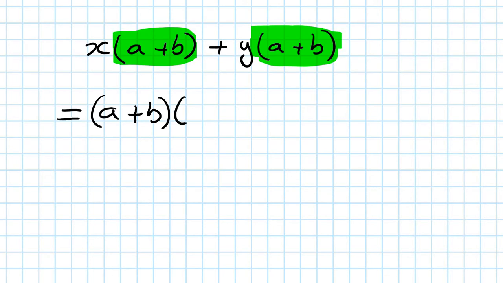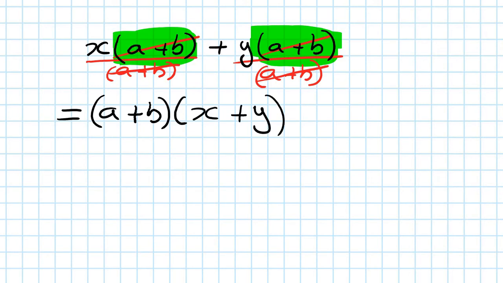Now if I take it out, this is just like dividing by (a + b), if you think about it. Okay, so get rid of that because you're dividing, so you go like this, see? So now what's left inside the bracket here is x + y.